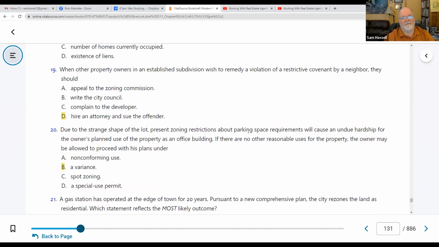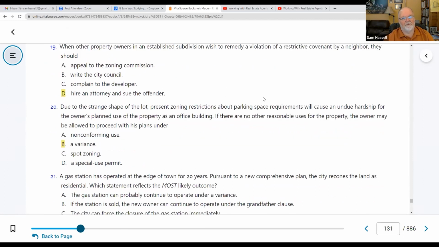Number 19, when other property owners in an established subdivision wish to remedy a violation of a restrictive covenant by a neighbor, they should, D, hire an attorney and sue the offender. Okay. They're going to hire the attorney and sue the offender. And then you're going to have to either pay your fine or whatever cease and desist they come up with.